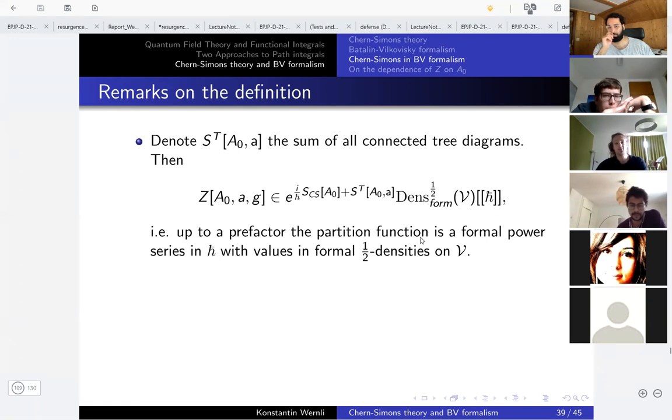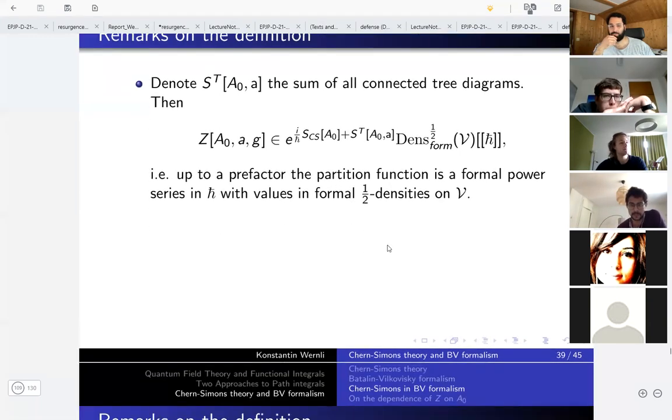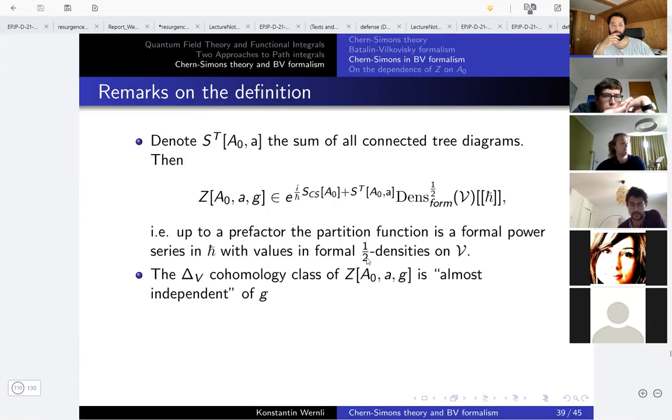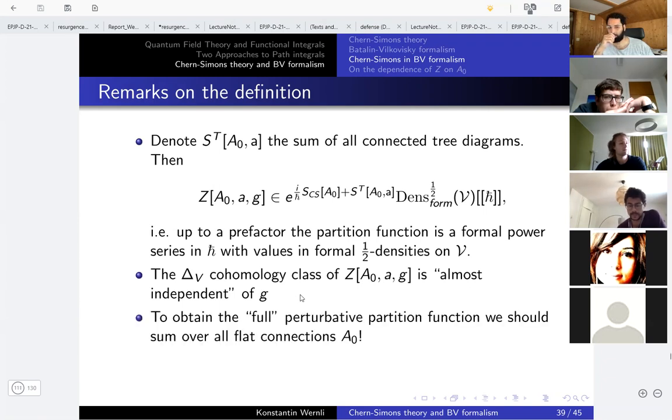with values in formal half densities. You can show that the cohomology class of C is almost independent of g, so that relates to this framing story I was talking about before. But now we should sum over all the flat connections. So how do we do that? Maybe if I have 2 more minutes, then I'll try to explain how to do that.